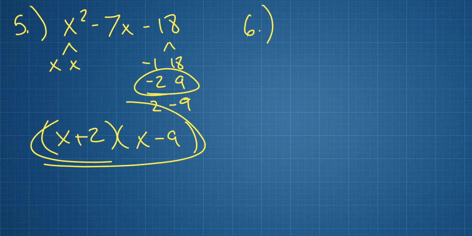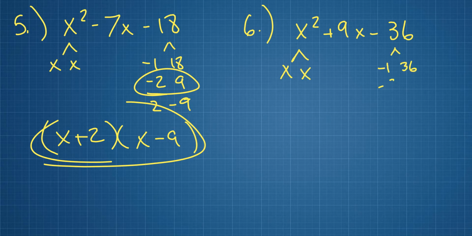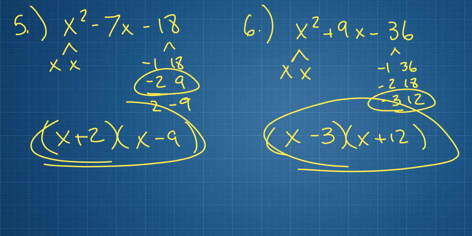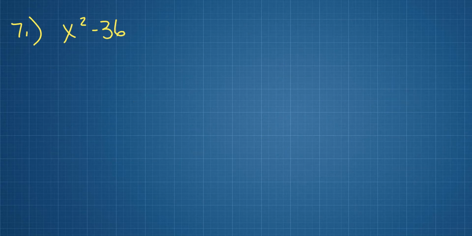6. I have x squared plus 9x minus 36. I saw a lot of mistakes with this one because most people were just not finding the right factors for 36. So x and x, negative 1 and 36, negative 2 and 18, negative 3 and 12, and I get to stop at negative 3 and 12 because it adds up to be 9. So I put x minus 3 in parentheses, x plus 12. Remember, that's different than if I change that middle term, that changes everything. So it always has to work for the middle. And that's it for 7.